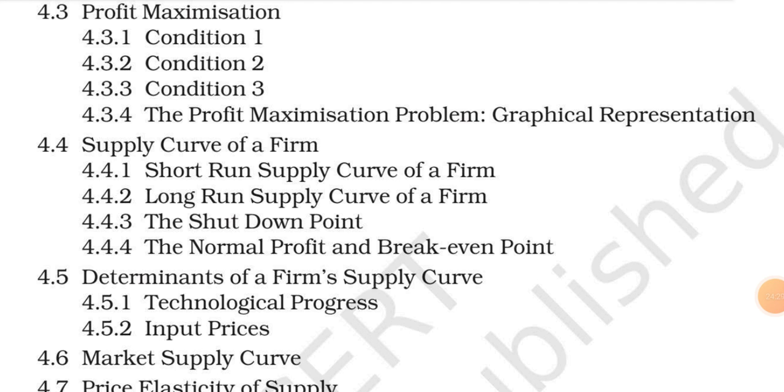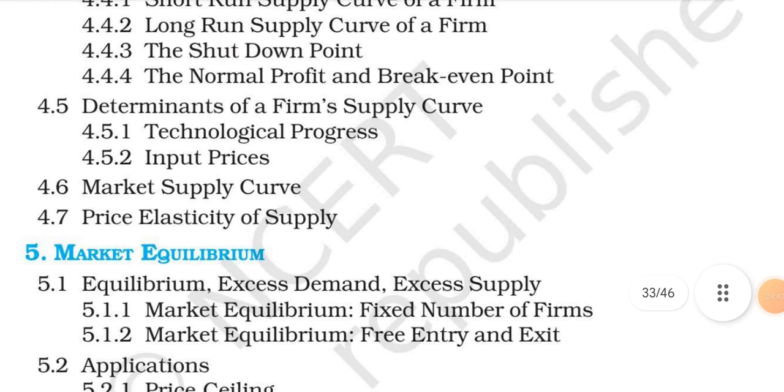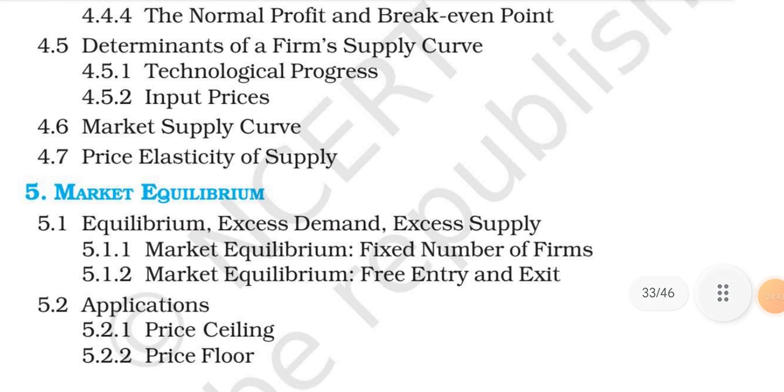4.4.1 Short run supply curve of a firm. 4.4.2 Long run supply curve of a firm. 4.4.3 The shutdown point. 4.4.4 The normal profit and break-even point. 4.5 Determinants of a firm's supply curve. 4.5.1 Technological progress. 4.5.2 Input prices. 4.6 Market supply curve. 4.7 Price elasticity of supply.